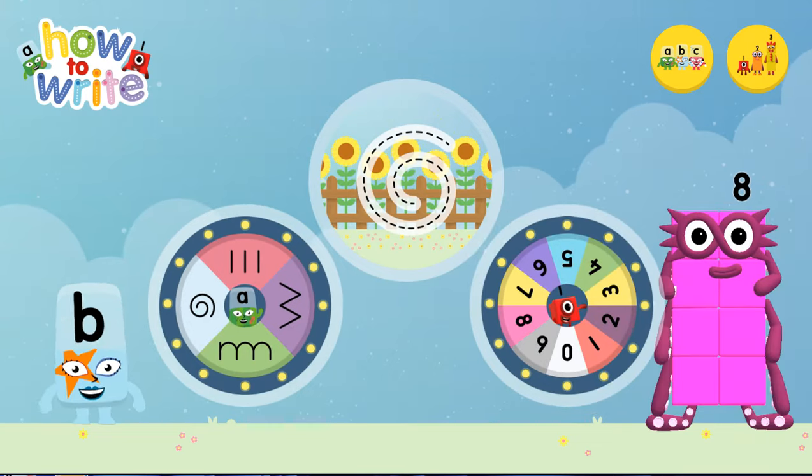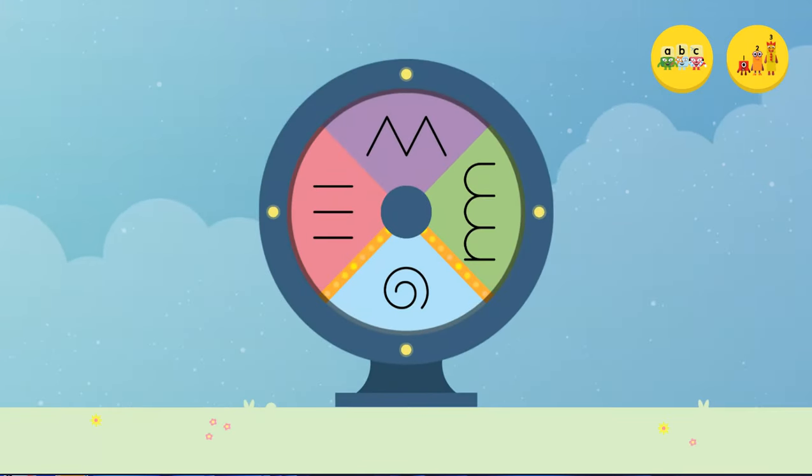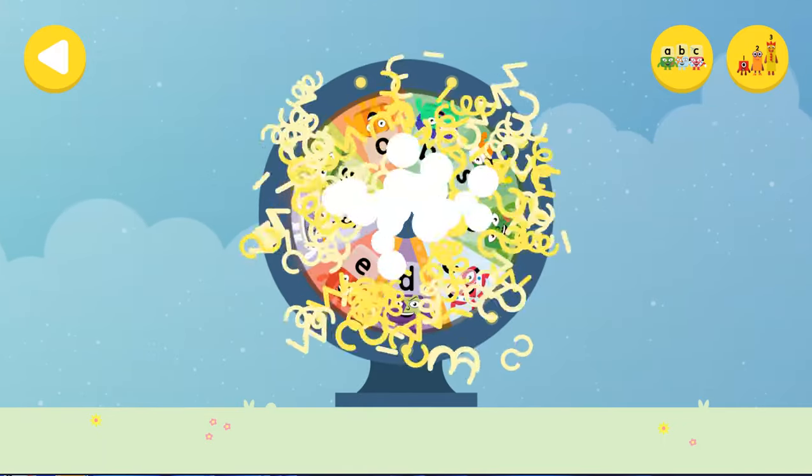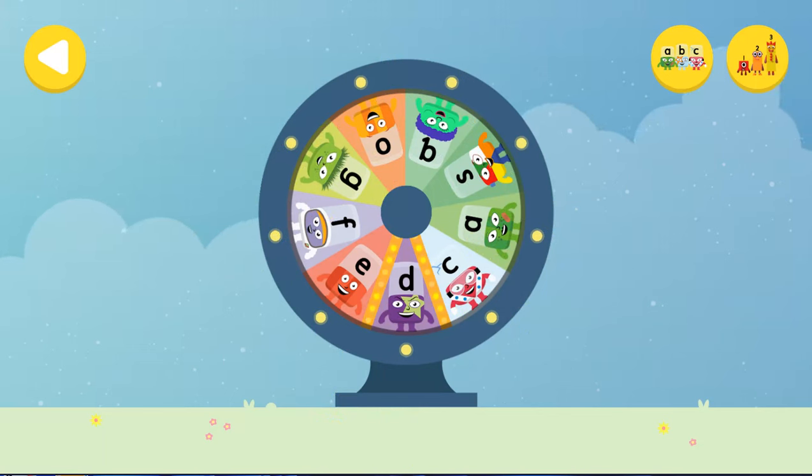Alphablocks and Numberblocks, how to write. What would you like to do? Let's choose a letter family. Touch or drag. Well done. You've landed on the curly letter family. Spin the wheel again and find out which Alphablock you're going to help.